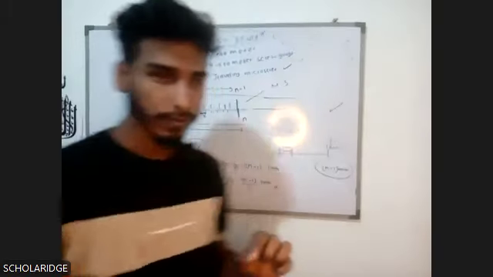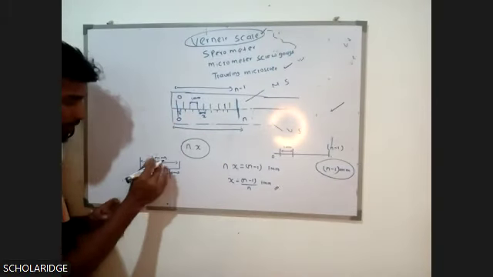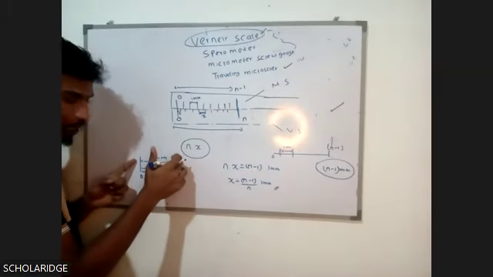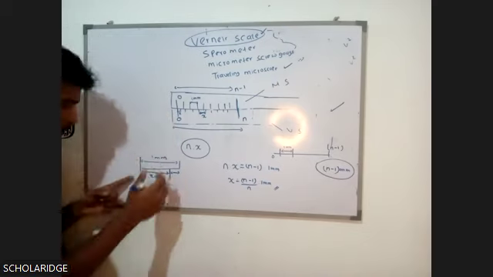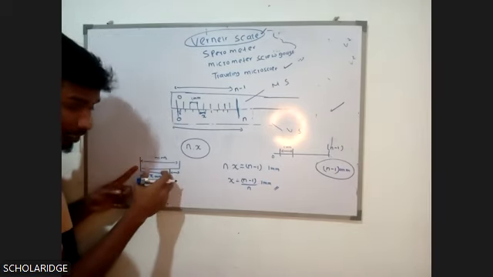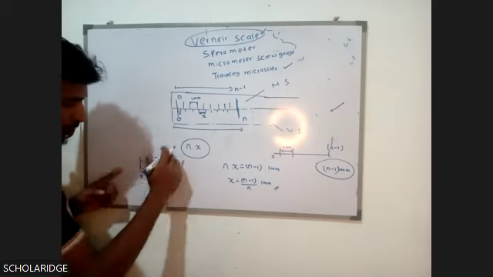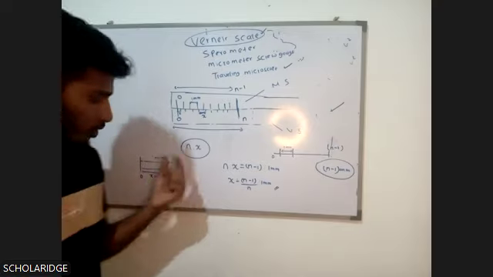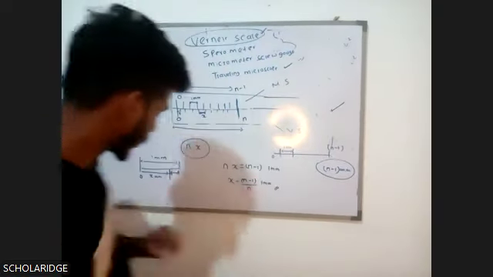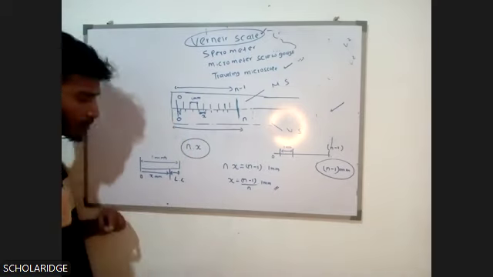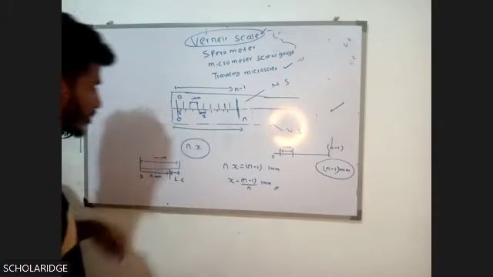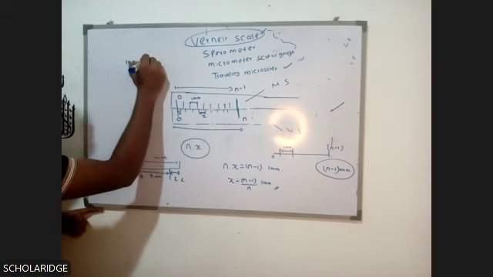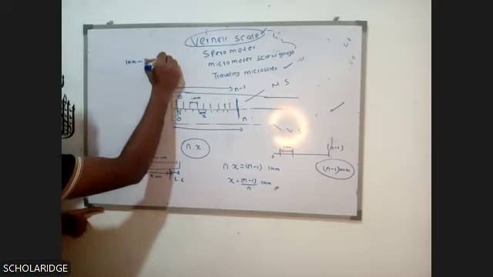Again, if I repeat it, when I consider the main scale, we had a 1 millimeter gap, and along here we had an x millimeter gap. So the difference among them is a small distance. So this will be my least count. In order to obtain an expression, 1 millimeter minus x will be my least count.